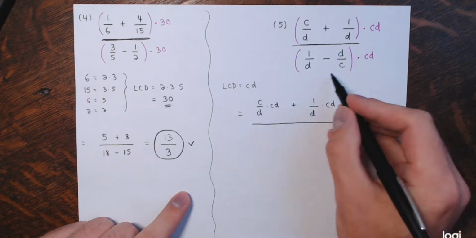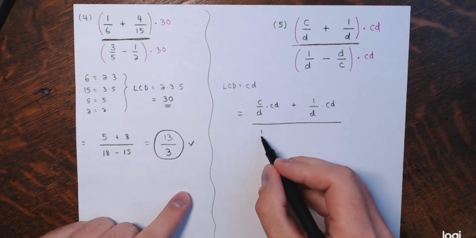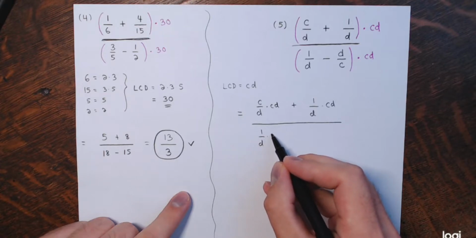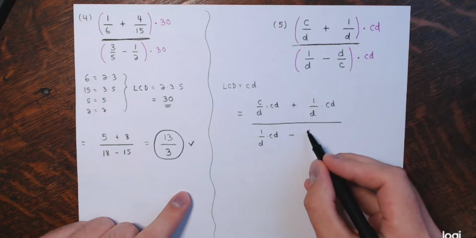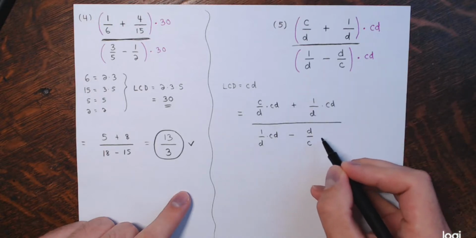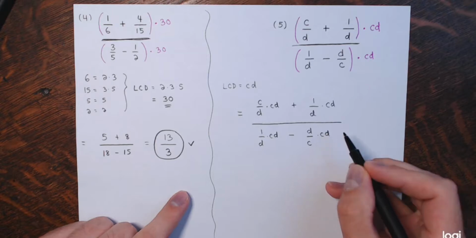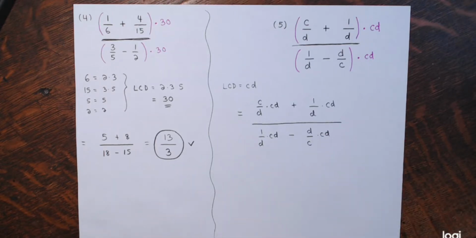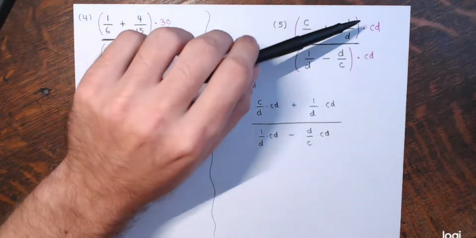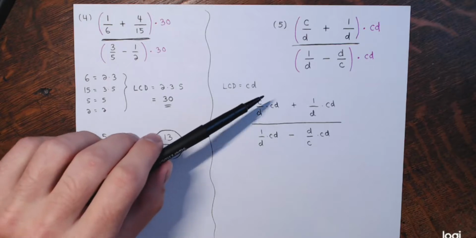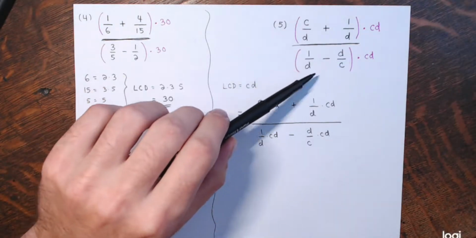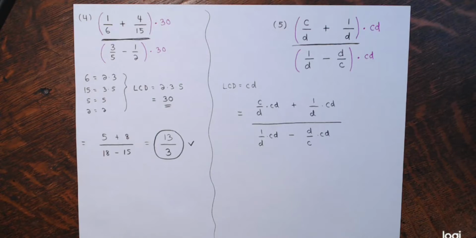And I do the same in the denominator. Right? We have 1 over d times cd minus, and then d over c times cd. Right, and then, as in the first 4 examples, the whole reason I am multiplying the numerator and denominator by the LCD is so all those lesser denominators will cancel away. Right, we'll get a nice, simpler looking expression.